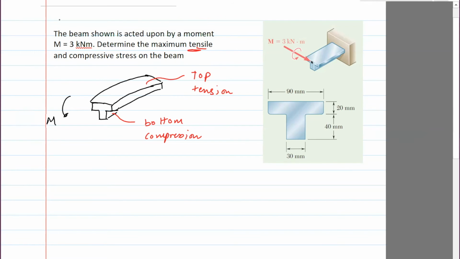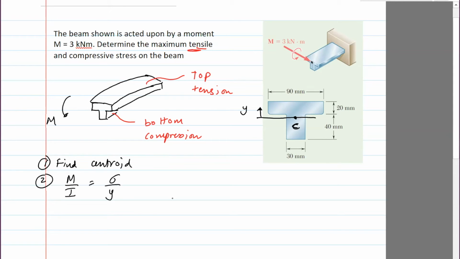Okay, so for this particular geometry, we do not know the centroid, right? We need to find the centroid. I don't know, it might be here somewhere. So once we find the centroid, that's how we measure the distance. So our first goal is to find the centroid. Once we find the centroid, we'll use the formula M divided by I equals sigma divided by Y.